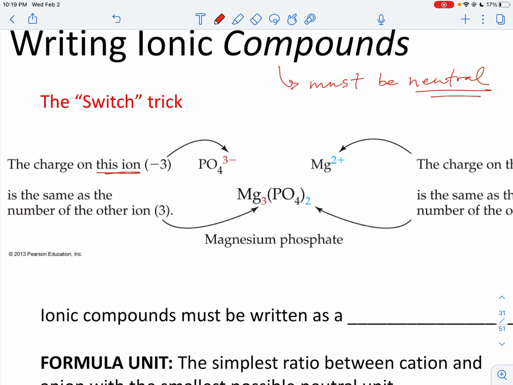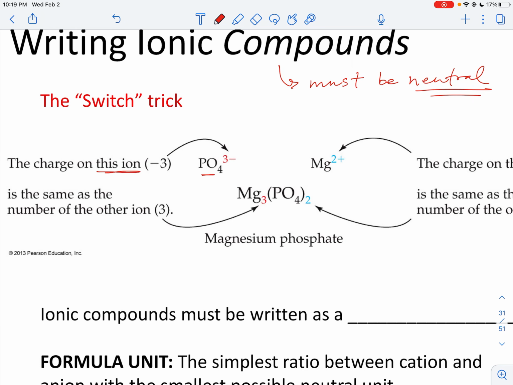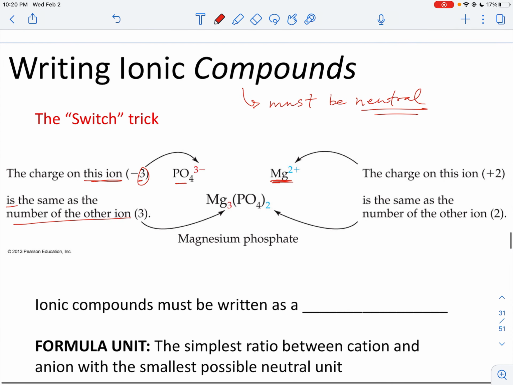You're going to look at the charge on this ion, phosphate, and the charge is a -3, but we're just going to take that 3, and that tells you the charge on this ion, the 3 there, is the same as the number of the other ion that we will need in the compound. So when we write the compound formula overall, our other ion is magnesium, and the 3 on our phosphate is going to tell us how many magnesiums we need. We're going to need 3 magnesium cations in this compound. All right, just hang on, trust me here.